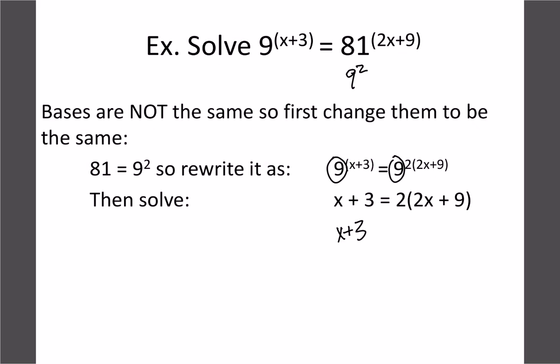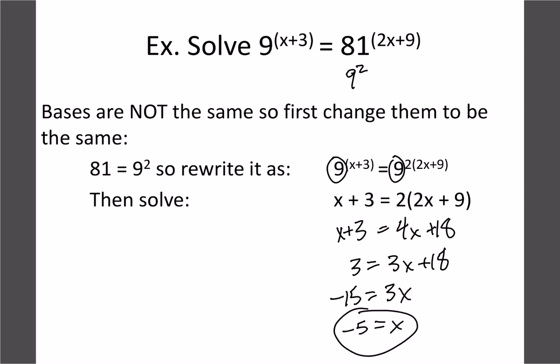So we'd have x plus 3 equals 4x plus 18. Let's bring the x over, so we'd have 3x plus 18. Bring the 18 over, and divide by 3, we get negative 5. So it works pretty well as long as you can make those bases the same.